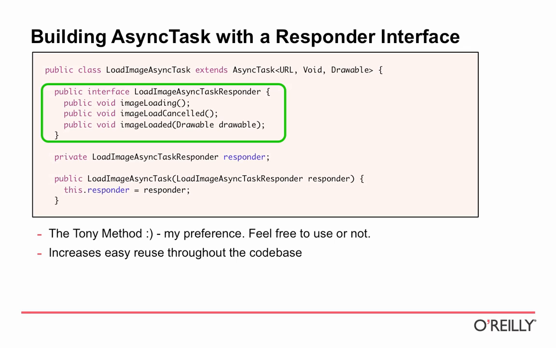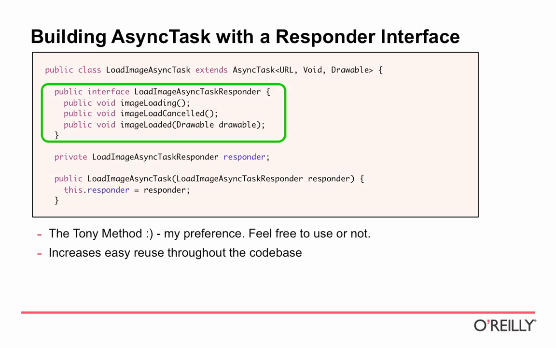That's what those three generics at the top in the async task definition mean. And then I like to do an interface down there circled in green, which is what I expect anything that calls this async task to conform to. So the interface will define a callback that I'll call when the image starts to load, if the image load is canceled, and once the image is completed loading, the callback that I'll call with the finished drawable that I've gotten off the network.